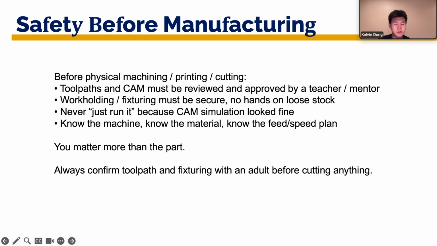Okay, now, safety before manufacturing. This is super important. CAD makes parts look real, but on a CNC mill or any power tool, you can actually hurt yourself or destroy the machine. So before any physical manufacturing, the tool path must be checked and approved by a teacher or supervisor. Fixturing and work holding must be secure. No loose hands holding stock. And you do not just let it rip because Fusion CAM said it's fine. Treat manufacturing like a controlled process, not an experiment. Because at the end of the day, the car matters, but you matter more.